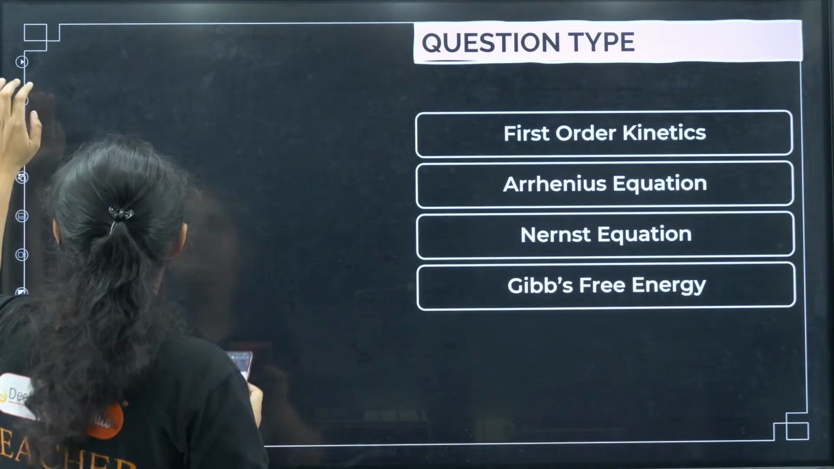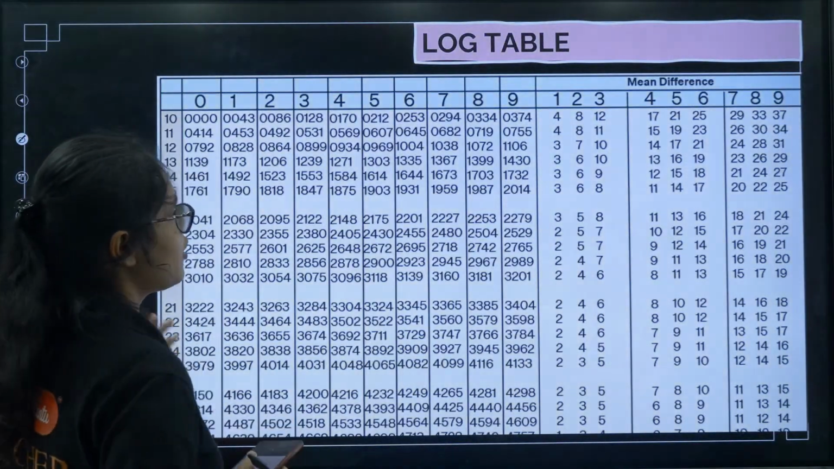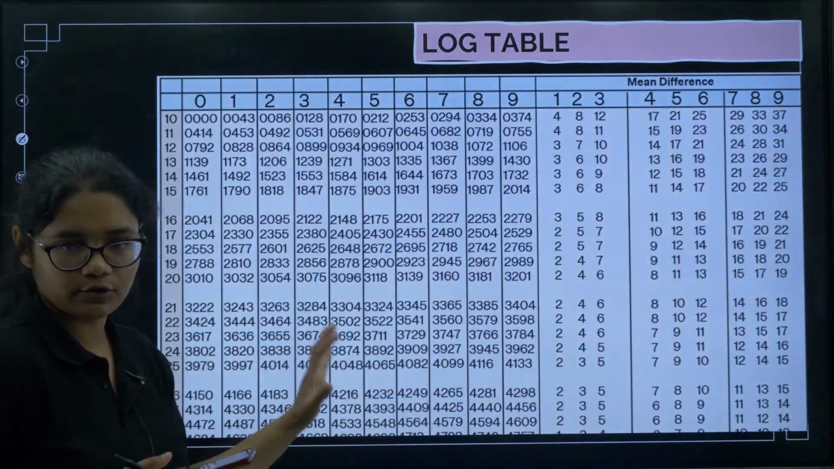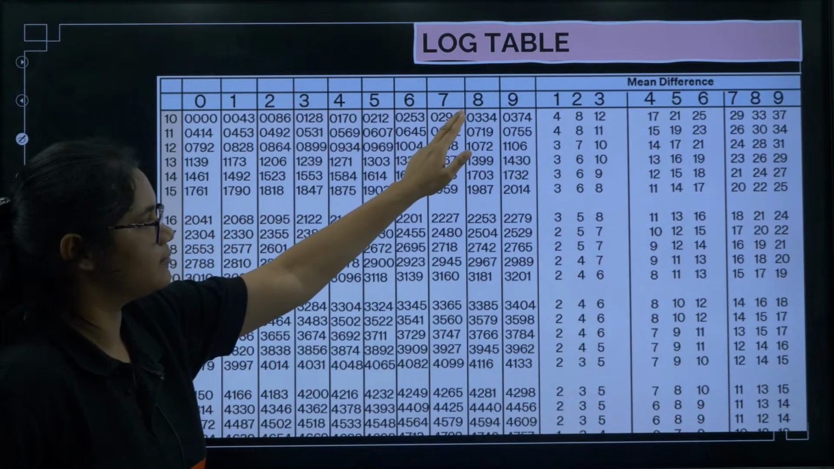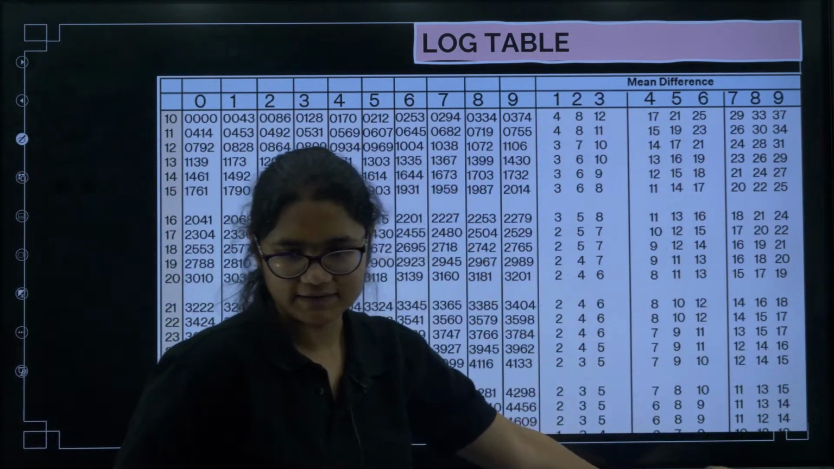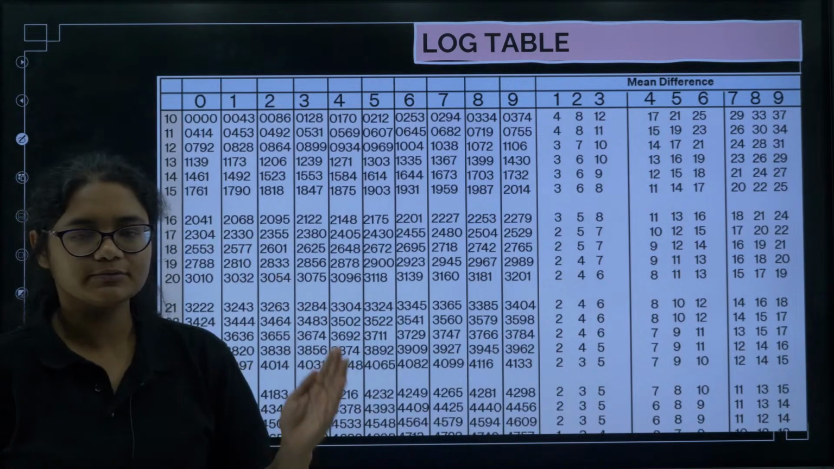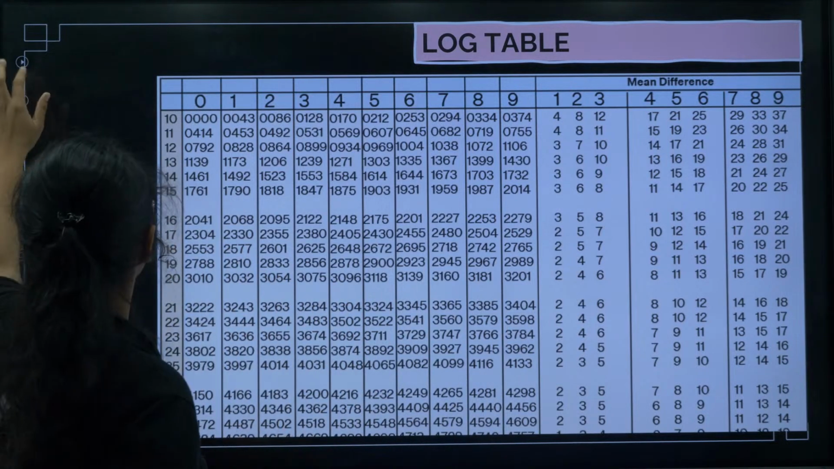Next, let us see how to use the log table. So this is how a log table looks, okay. You will have columns here, and here you will have the numbers, and here this is the mean difference, okay. So I will take one small example and tell you how to use the log table.